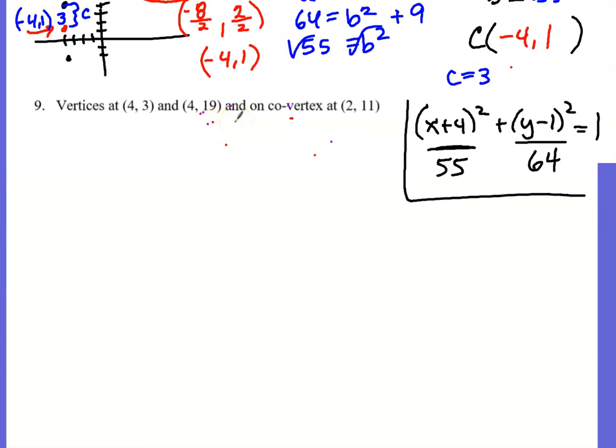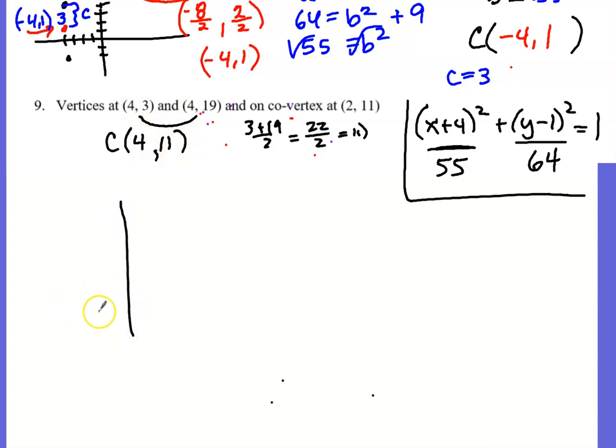So once again, if you have both of something, find the midpoint. I know it's going to be 4 because the 4 doesn't change, but then if I want to find the midpoint of 3 and 19, I'm going to add them and then divide by 2. So let's see, that's 22 divided by 2, so that's 11. So that means that my center is perfectly between the vertices at 4, 11.